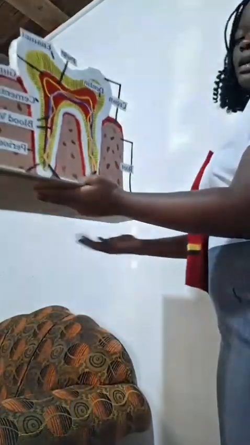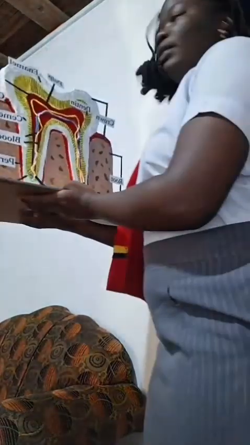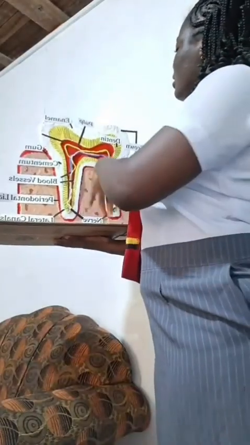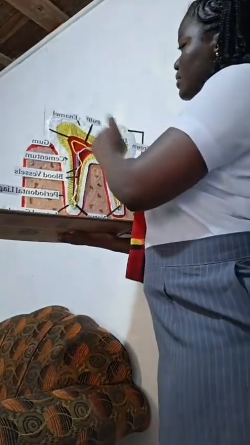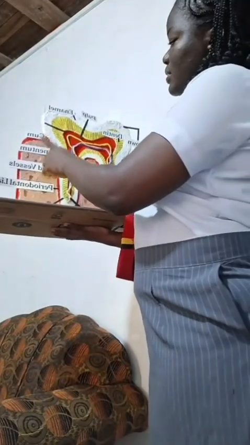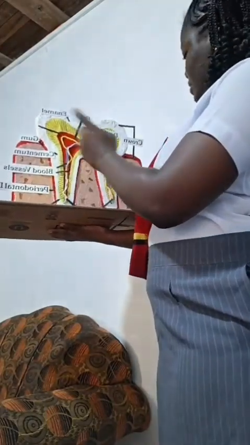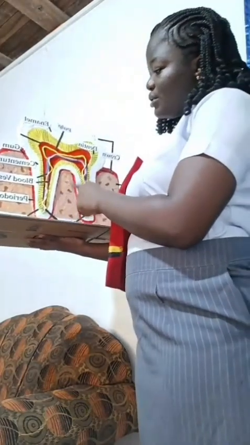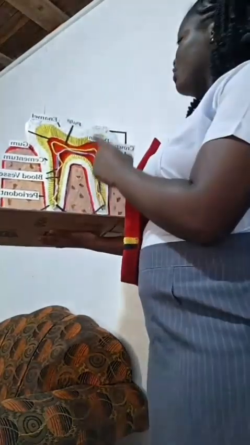Now, the parts of this tooth are, we have the crown, we have the enamel, the pulp, the dentin, the gum, the cementum, blood vessels, the nerve, periodontal ligament, lateral canals, the nerve, and the root.